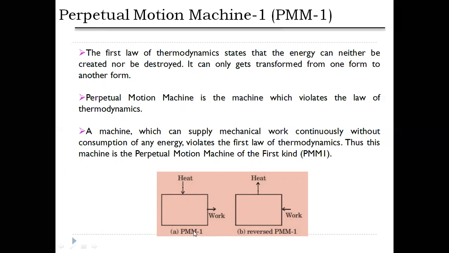Okay, violation means here if you take this PMM1 as a machine, this machine can supply work without taking any heat. So it is impossible. Any machine cannot give any work as output without taking some input energy. For example, if you take an air compressor, it will not give any work as output without taking electrical energy. So it has to take some amount of energy in the form of electricity or anything in order to give work as output. So there will not be any machine which will give work continuously without consuming heat.